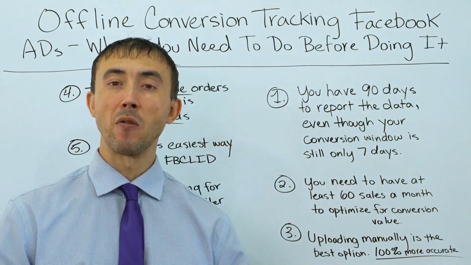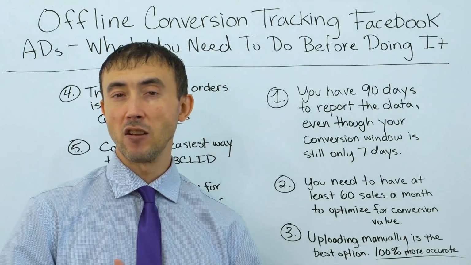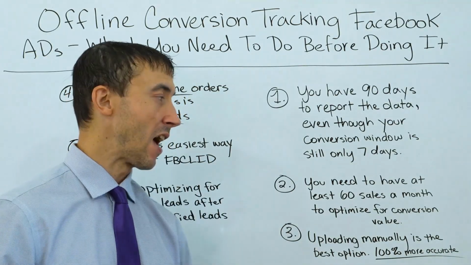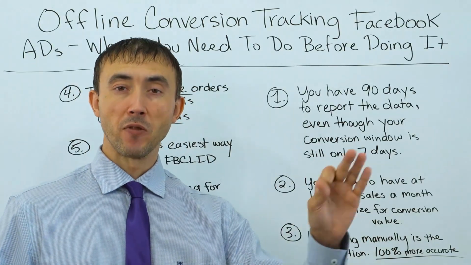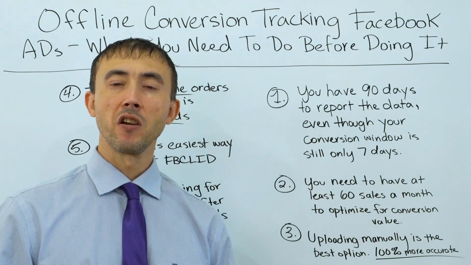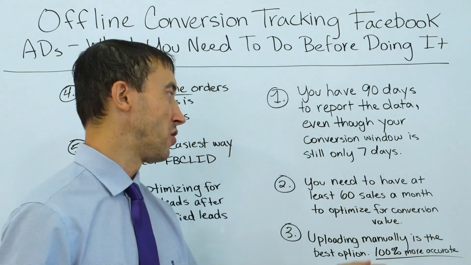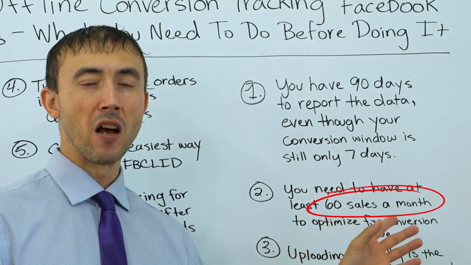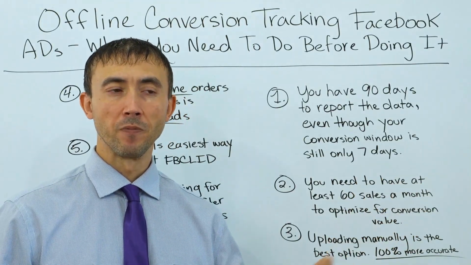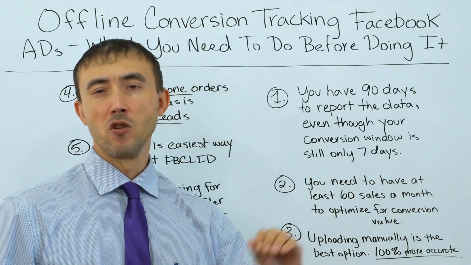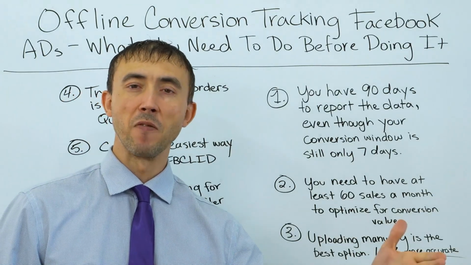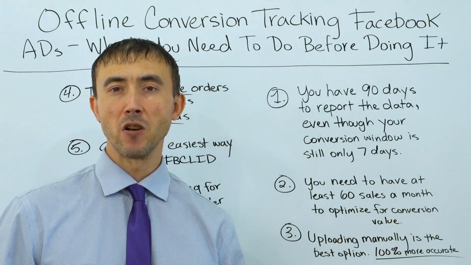So the algorithm that runs your ads and decides where your ads show up will be a lot more accurate as to where your ads should show up. But if you want to optimize for bigger purchases, not just any purchases, Facebook won't let you do that unless you've had at least 60 sales a month that you are getting and uploading. As a general rule of thumb, you just optimize for transactions until you've got a certain amount of volume coming in from your offline conversion tracking.